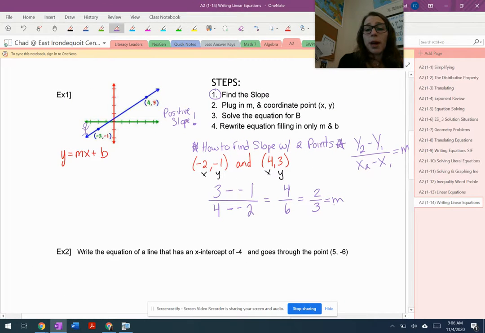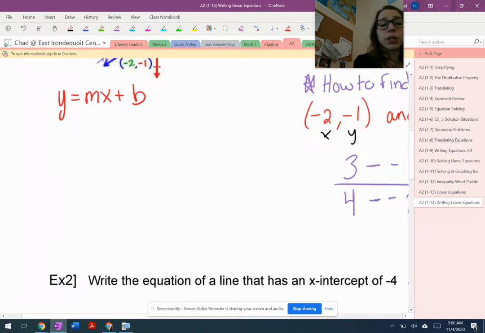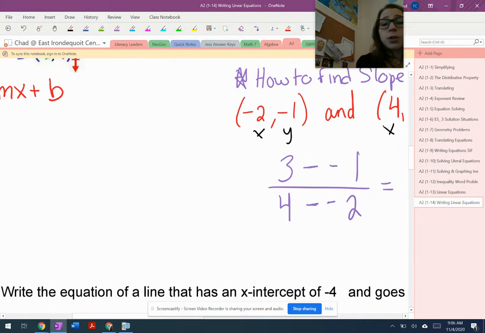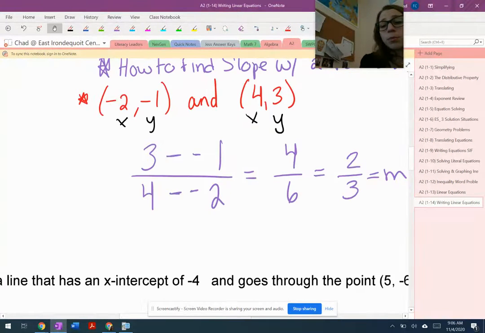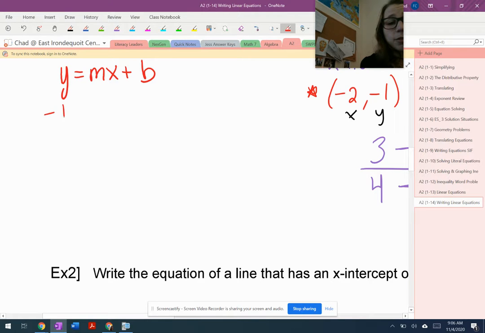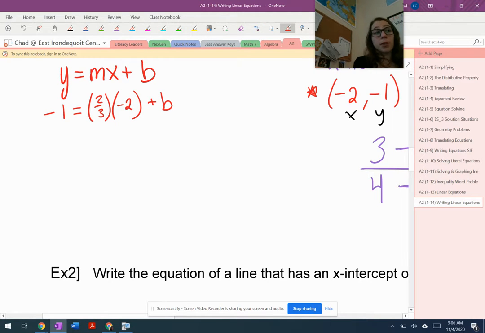So now that I've got my slope, I've got my m, now I can go ahead and, as my second step says, plug in m and one of those coordinate points into the equation that I'm working with over here. So I'm going to use this coordinate point over here because that's the one I like. And my slope was 2/3. So -1 is equal to 2/3 times my x, which was -2, and my plus b is what I'm going to solve for. That plus b is what I'm looking for.